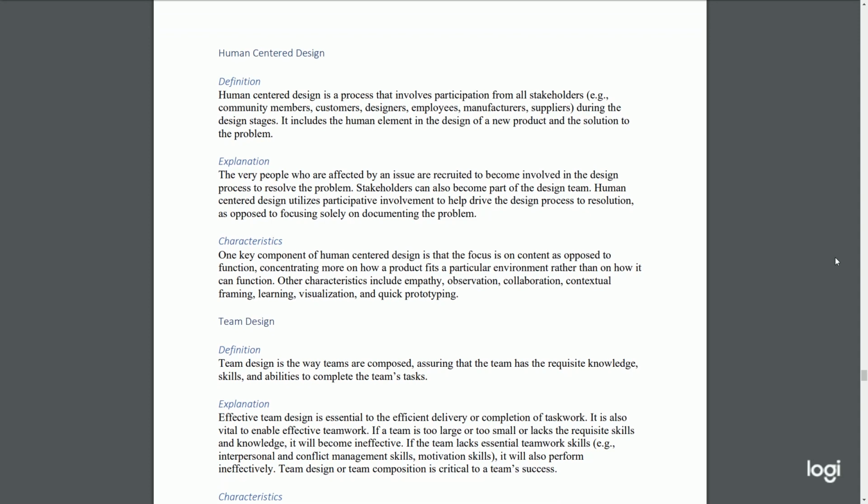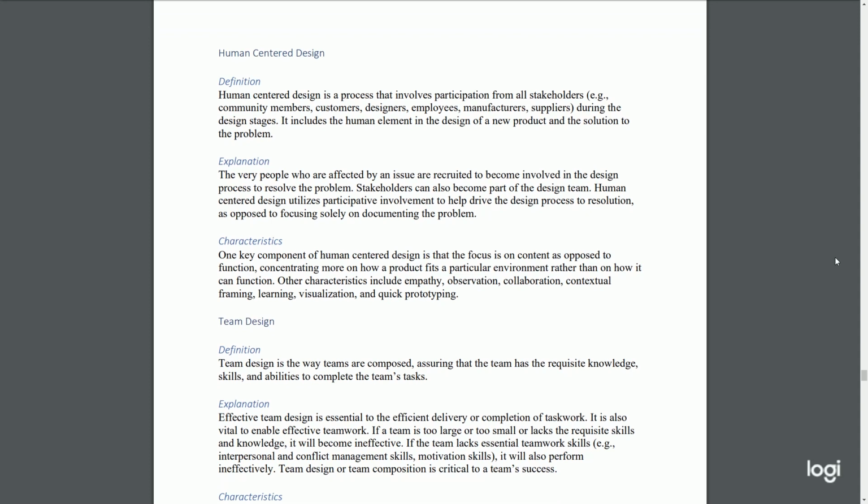Team design. Definition. Team design is the way teams are composed, assuring that the team has the requisite knowledge, skills, and abilities to complete the team's tasks. Explanation. Effective team design is essential to the efficient delivery or completion of task work. It is also vital to enable effective teamwork.